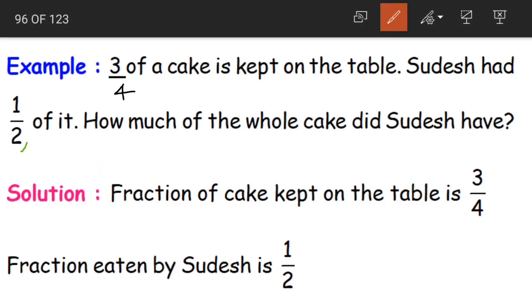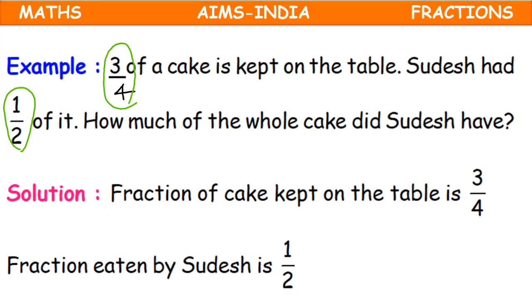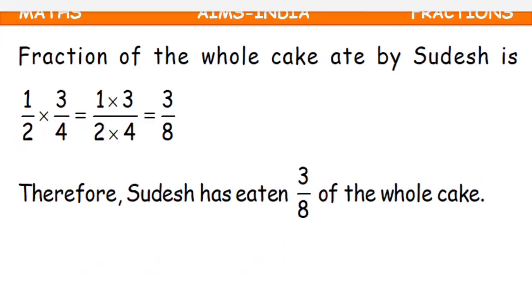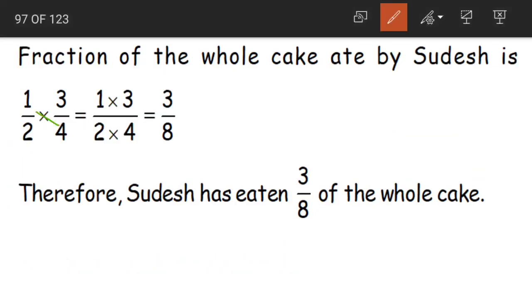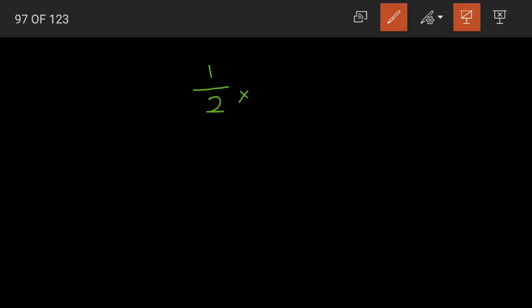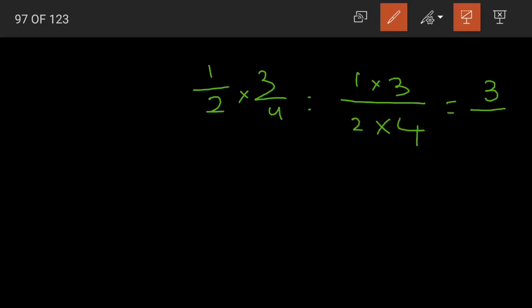He ate 1 by 2 of 3 by 4. So again, as I said, of here means we need to multiply 1 by 2 into 3 by 4. How do we multiply two fractions, children? Multiply the numerators and multiply the denominators. 1 into 3 is 3. 2 fours are 8. So Sudesh had 3 by 8 of the whole cake.